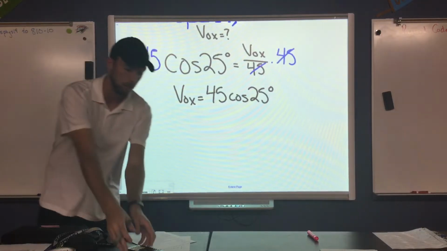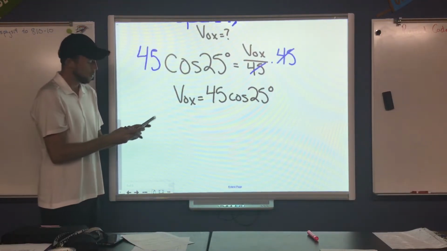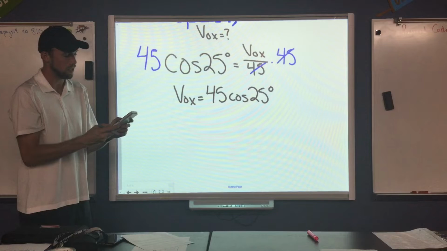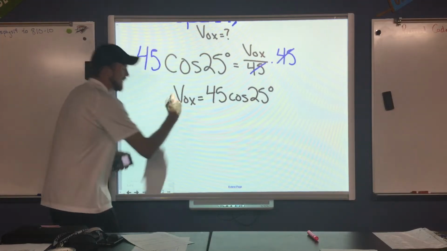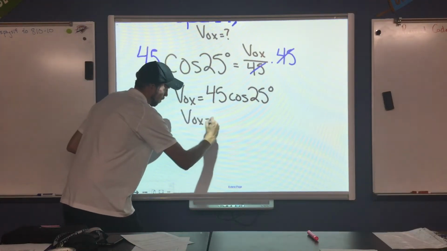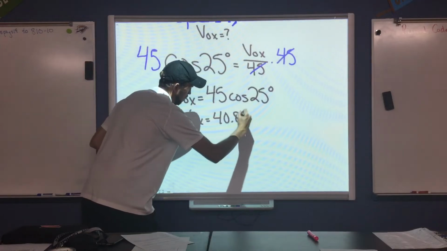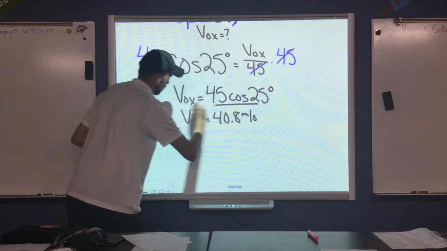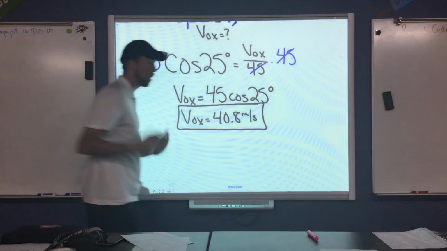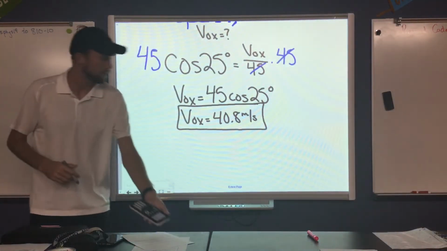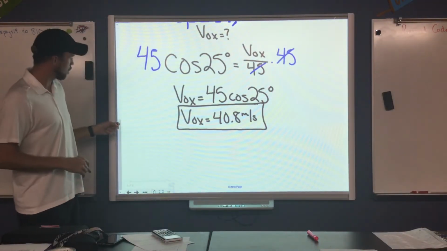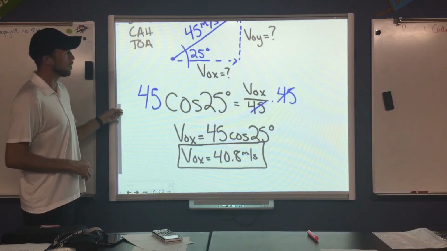Now we can plug this value in, making sure we're in degree mode. 45 cosine 25 degrees. That would be 40.8 meters per second. Initial velocity in the x, 40.8. Now again, it's not our final answer, it's just one part of getting there. So next, we can solve for our initial velocity in the y direction.